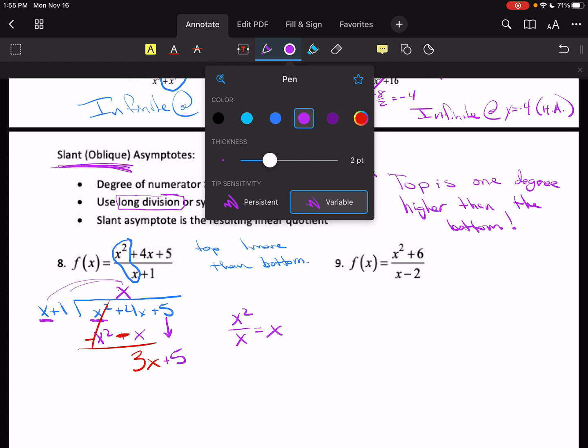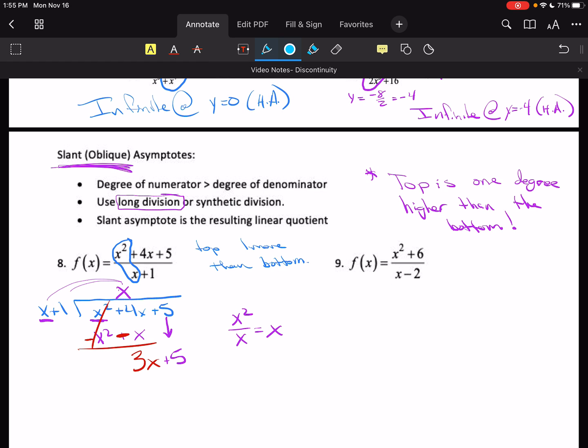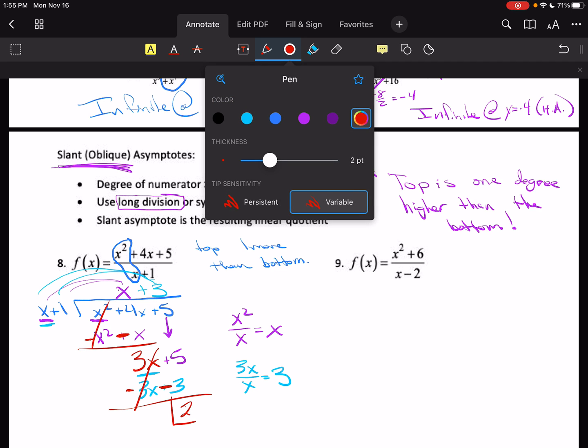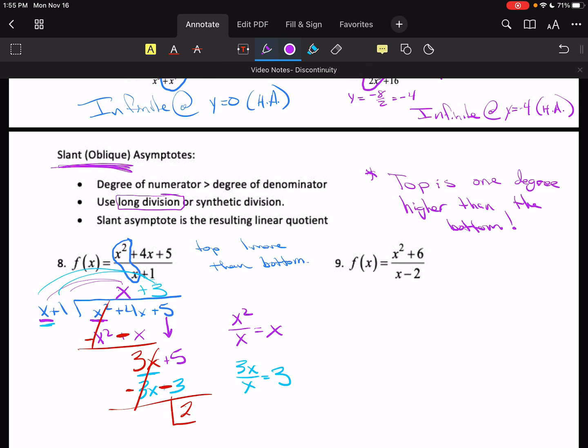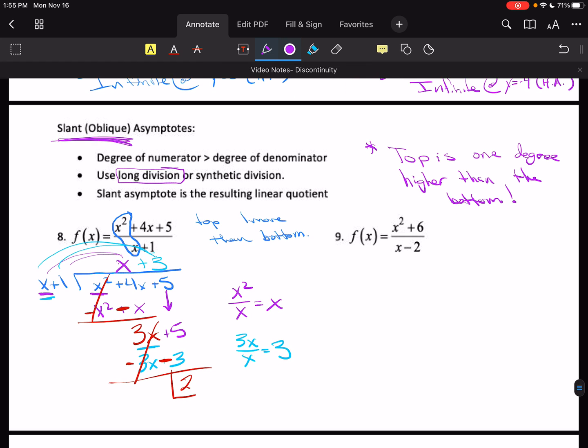And I'm just going to repeat my steps now. So first term on the inside, divide it by first term on the outside. Gives me 3, which goes up top. Distribute that to everything on the outside. So 3 times x is 3x. 3 times 1 is 3. Change your signs. Cancels, and I'm left with 2. So I can't keep going. I can't divide any further, right? Because I don't have an x to divide on the inside anymore.